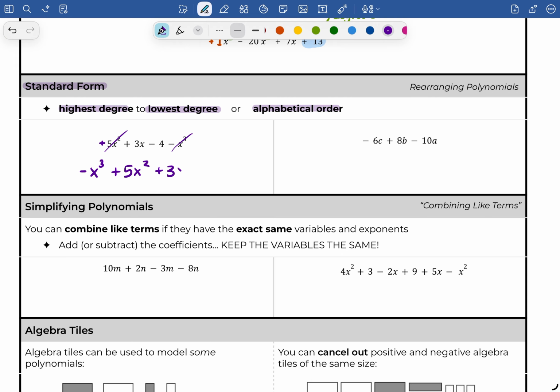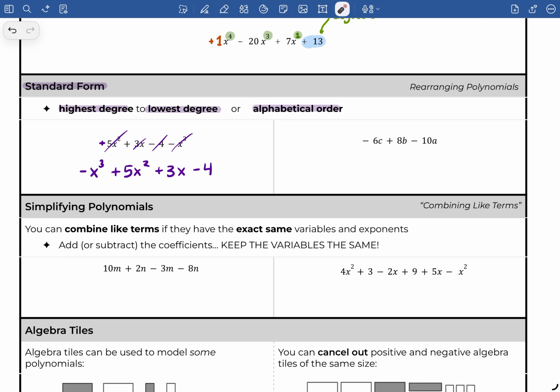Then plus 3x, and our constant will be at the very end. And so again, with a lot of things, we want to make sure that we haven't missed anything or squished stuff together that shouldn't be squished together. So here we had 4 terms. Our standard form should still have 4 terms. They've just been moved around to be in order.